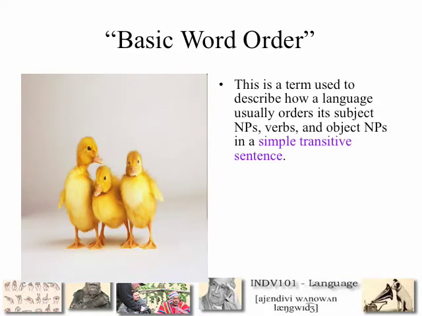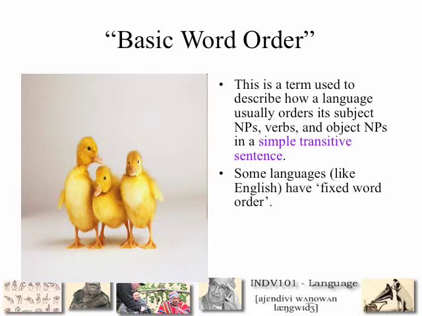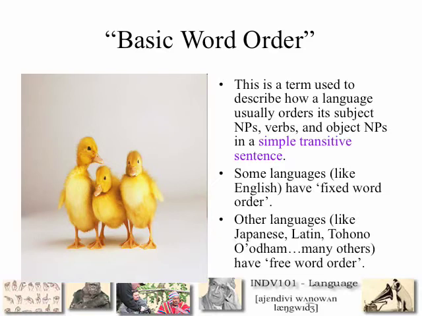So basic word order is a term which describes how a language usually orders its subjects, verbs and objects in a simple transitive sentence. Some languages, like English, have a fixed word order. We're going to talk about those for the next few minutes. But other languages have a free word order, and we'll talk about what that means in the next series of slides.